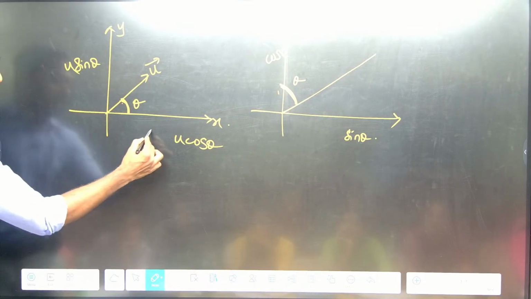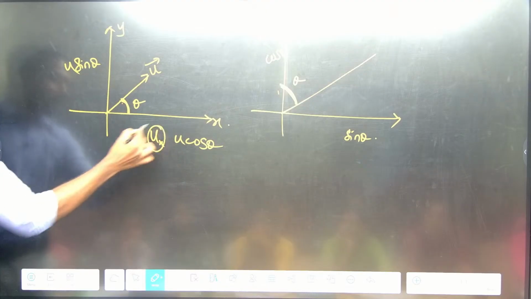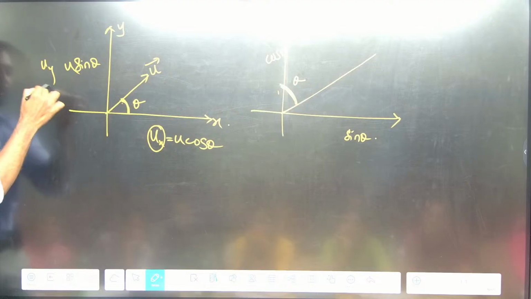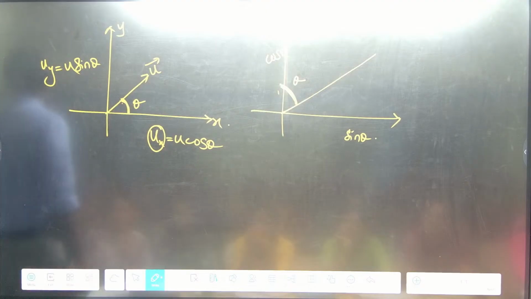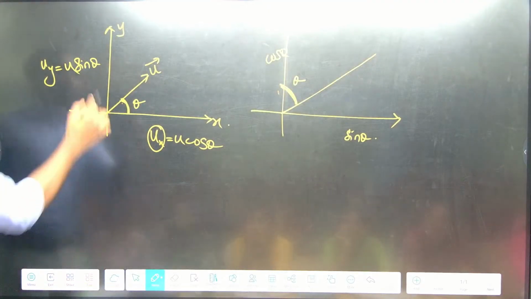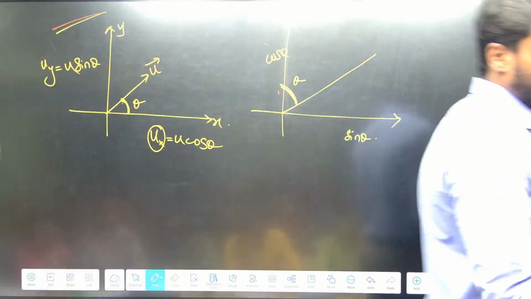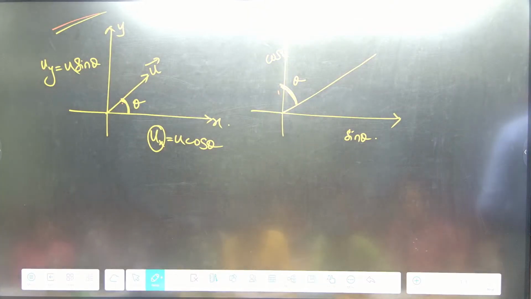So similarly I will take this as ux. Velocity in the x direction will be equal to u cos theta. Velocity in the y direction will be equal to u sin theta. Any doubts here? So this is taking the component of a given vector. Write down the topic: taking the component of a given vector.